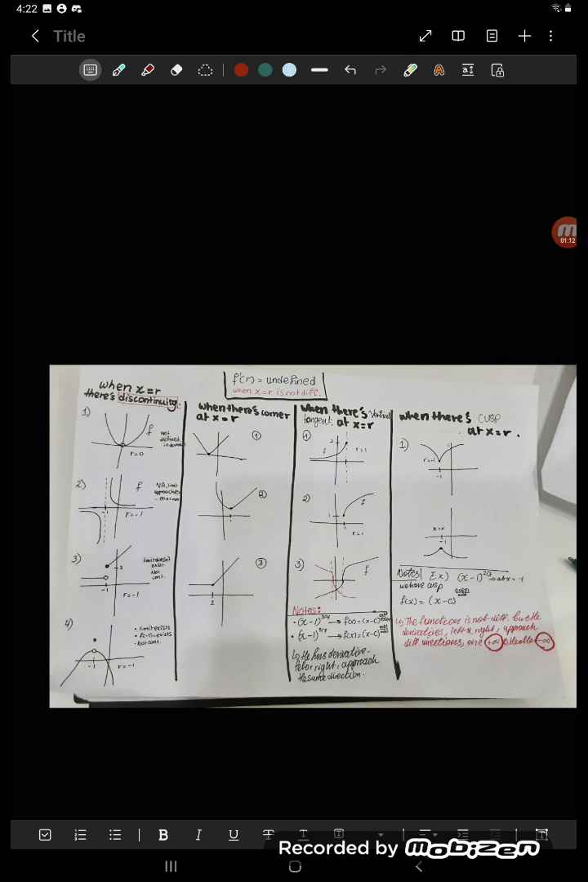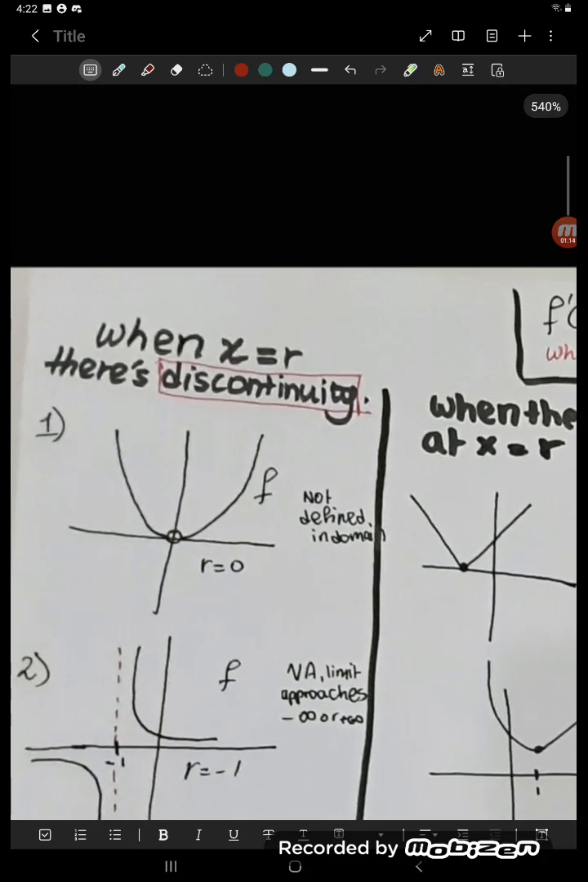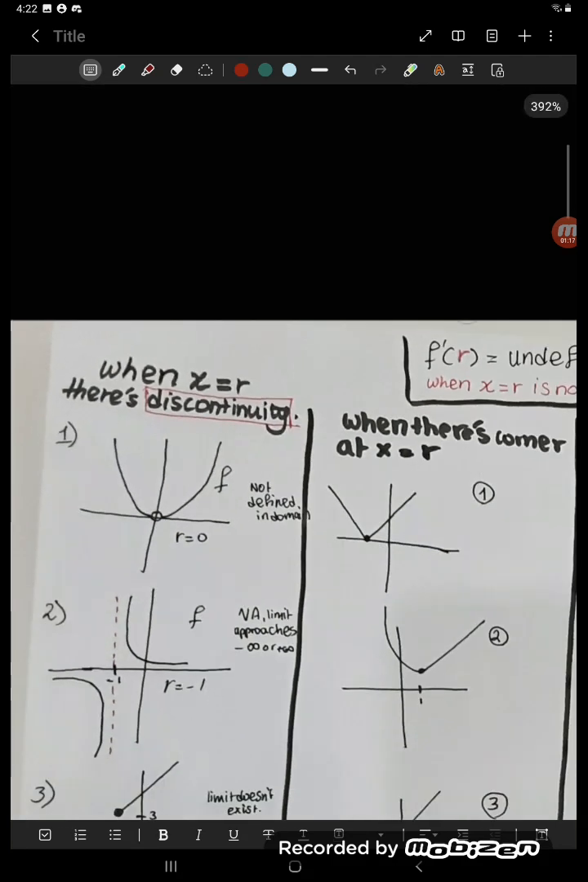Okay, so when x equals r, there is a discontinuity. What I'm trying to say is that we've studied that one of the key characteristics of differentiability is continuity. We have to have a continuous function. But I'm not going to say that all continuous functions are differentiable, because that's not the case. We'll look at some examples.